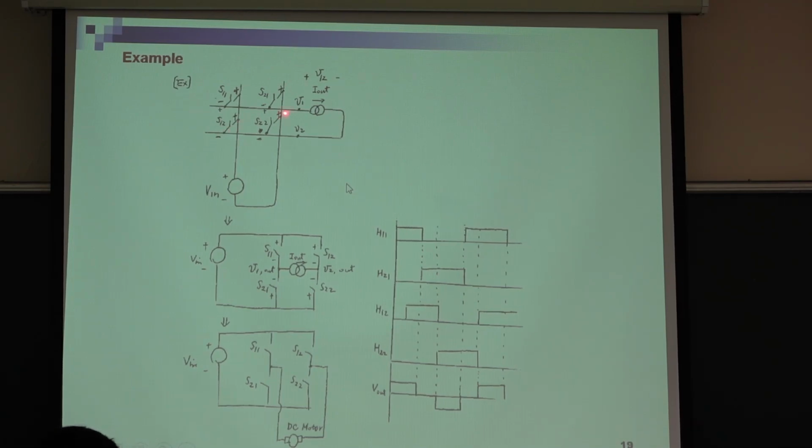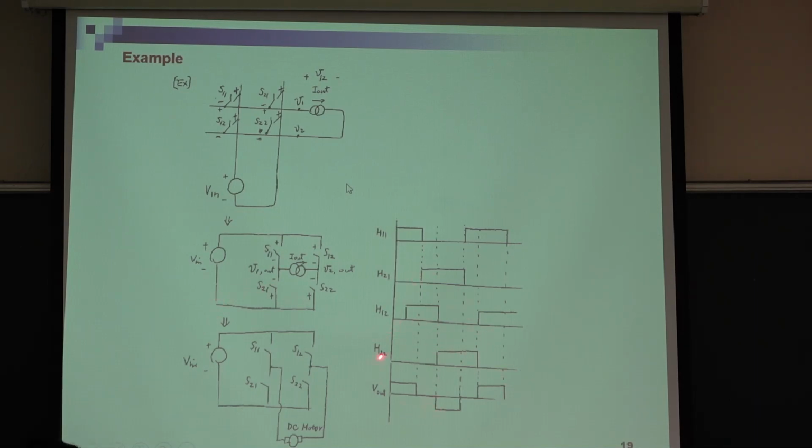Here we can get V1, here is V2. V1 minus V2 is V out. This is the switching function. For S11 and S21, H11 plus H21 should be equal to 1. From here, you can see H11 is here, H21 is here, so H11 plus H21 equals 1. No problem. This line, H12 plus H22 equals 1.